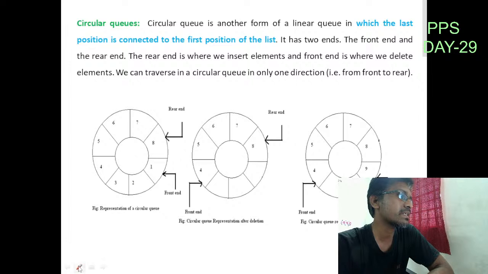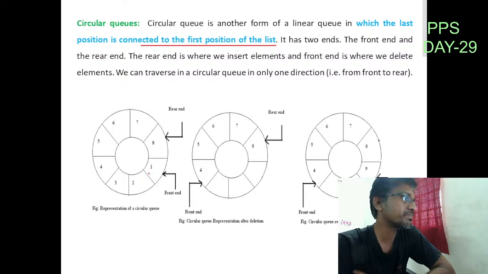So as I said, the last position is connected to the first position of the circular queue. For example, in this first diagram, I inserted the elements through the rear end, that is 1, 2, 3, 4, 5, 6 and 7. Then it will occupy all the elements in the circular queue.